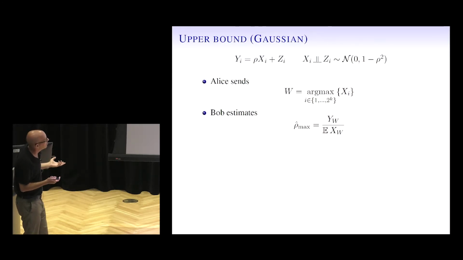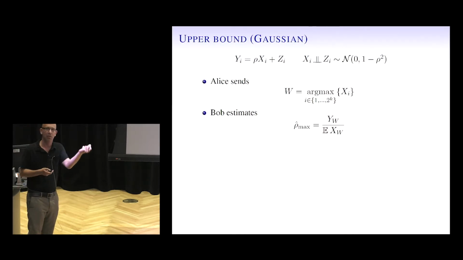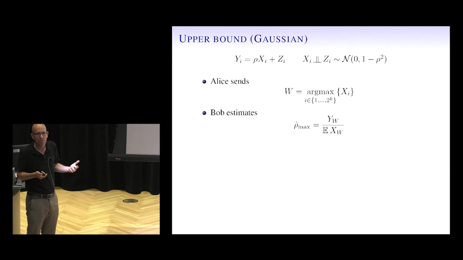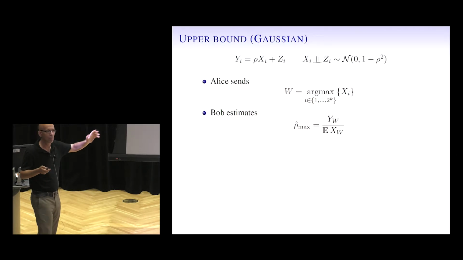And Bob just looks at the index W, finds his own corresponding sample, Y_W, and he would have wanted to take the ratio of Y_W with X_W, which obviously would be pretty good for him. But he doesn't know X_W, so he just plugs in the expectation, which he can compute. And it turns out it doesn't matter. Even if he had known X_W, it wouldn't have helped him.